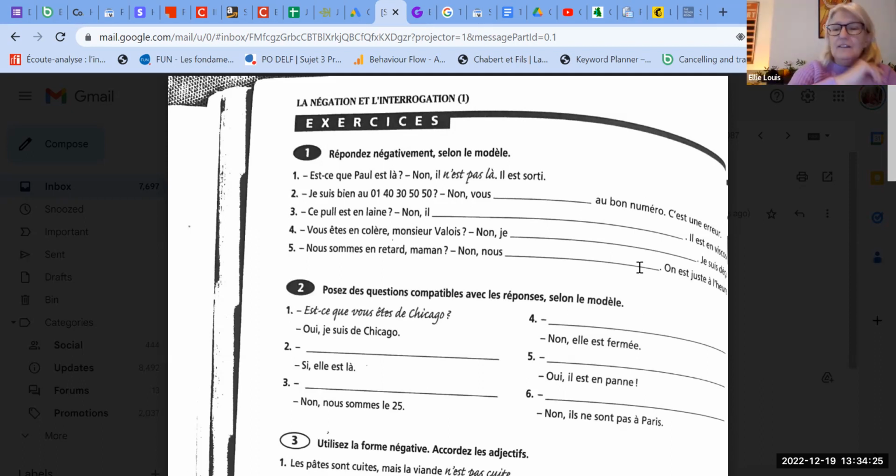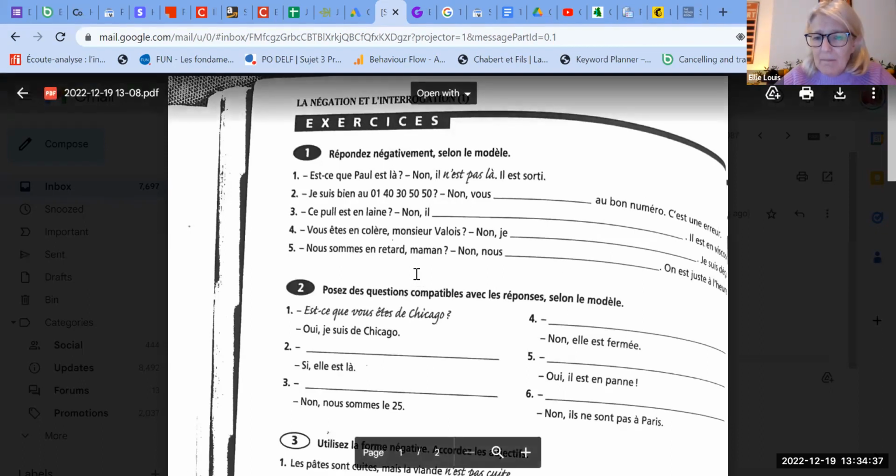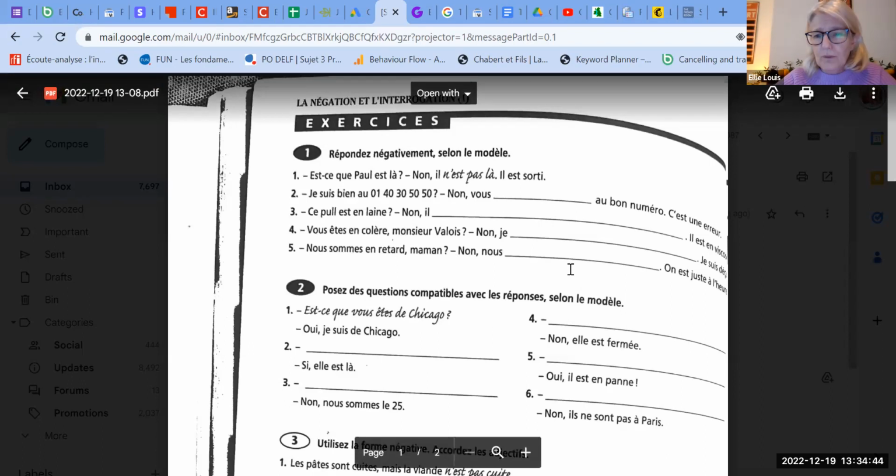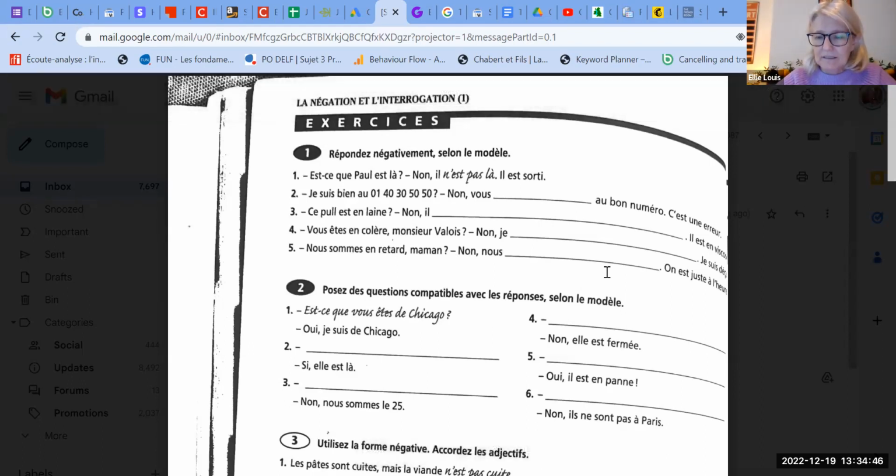So you just run the whole thing together. But can you hear the importance of the pas in there? Because if we don't have the pas, we don't have a negative, yeah? So, je suis pas en colère, je suis content. Nous sommes en retard, maman. Are we late, mum? Non, nous ne sommes pas en retard. Non, nous sommes pas en retard. So I'm just reusing the question in the answer. Okay.